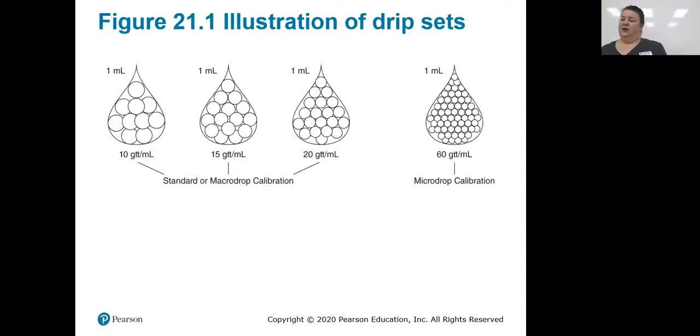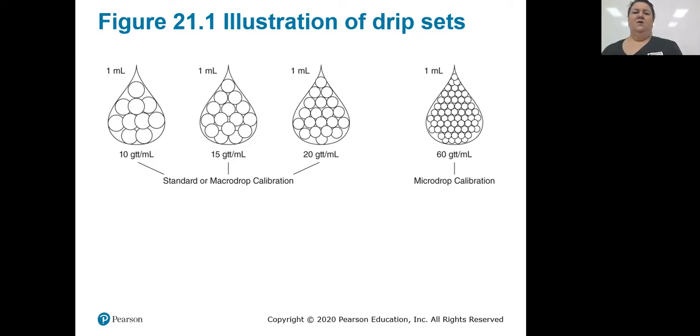So let's first look at the illustration at the bottom of page 331, figure 21.1. This is the illustration of drip sets. And you see each one of these drip shapes is representing 1 milliliter. And the circles inside of each drip is representing how many drops are in each of these drips. So the standard or macro drop calibrations allows for 10 drops per milliliter. You see those drops are pretty good size.